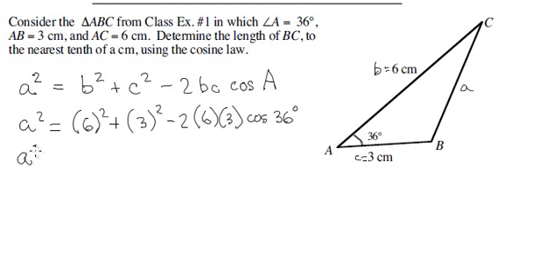Alright, now we clean this up. Bedmas says we should do brackets and exponents first, so 6 squared is 36, 3 squared is 9. There are no other brackets or exponents or anything like that. All of this is one gigantic term, so you can do all that at once. It's 2 times 6 times 3 times the cosine of 36. I get that that's 29.12.